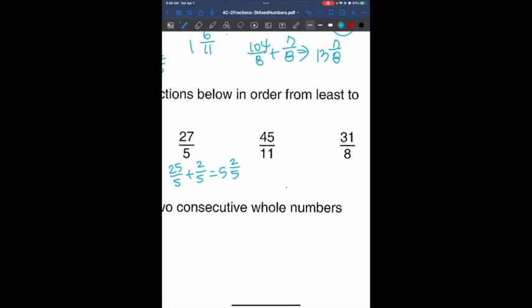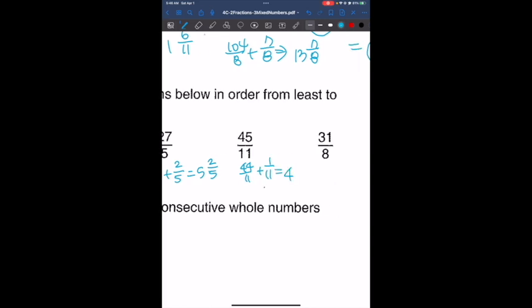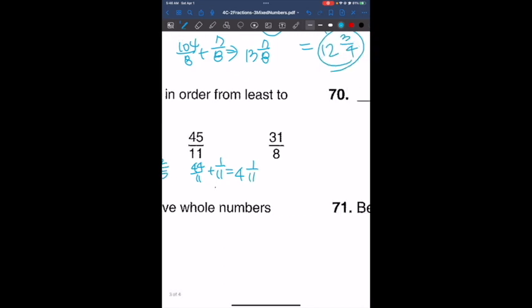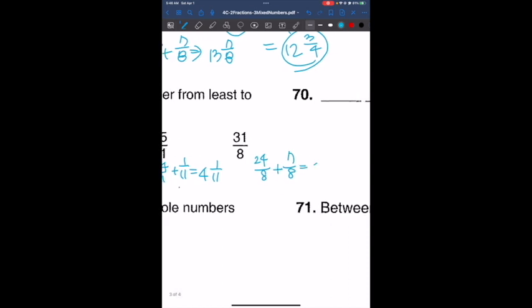45/11 is going to be 44/11 plus 1/11. So it's going to be 4 1/11. And 31/8 is going to be 24/8 plus 7/8. So that can be written as 3 7/8.